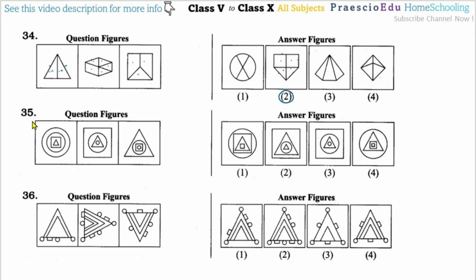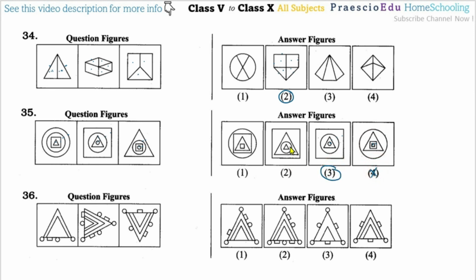Now question number 35. If you observe here the two circles, here also the two circles and here also the two circles, one triangle and one square, here also one triangle and one square, one triangle and one square, or we can say rectangle also. So to match this one, here the two circles, one triangle and one square. Here two squares are there, but only one circle. So that's why option number 4 is incorrect. Option number 3 is the correct one.